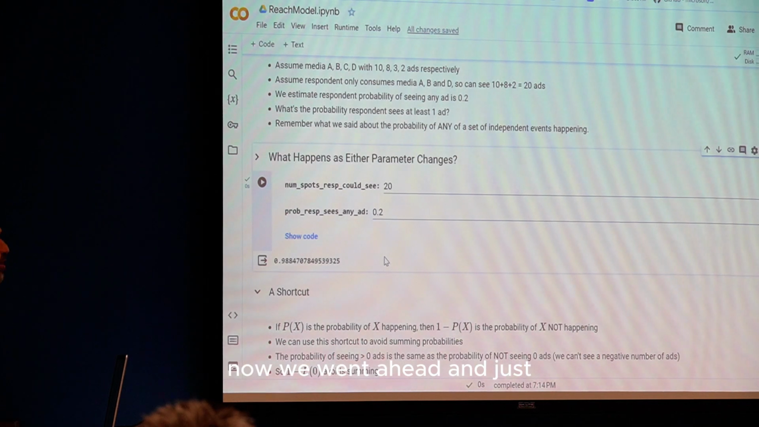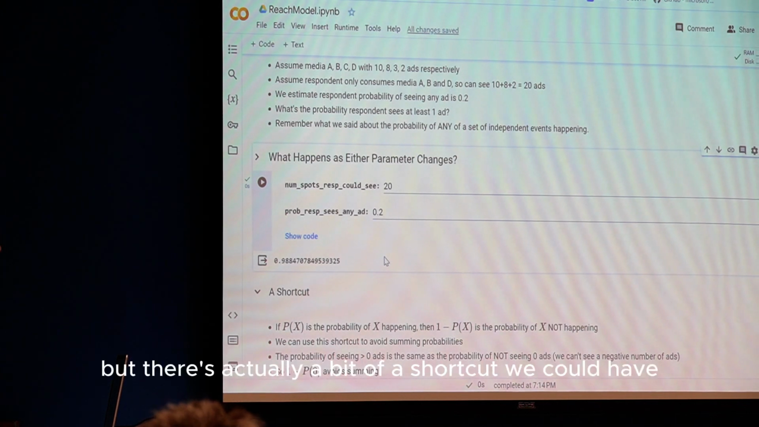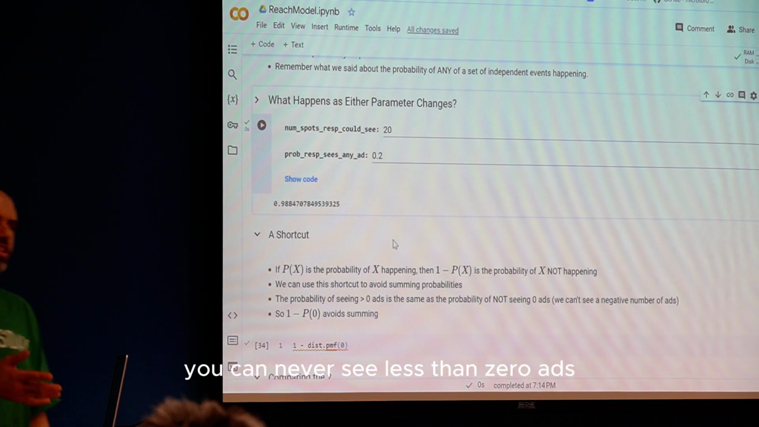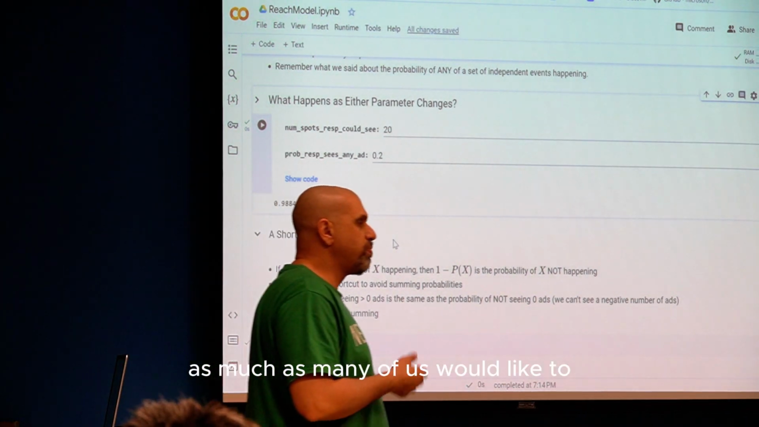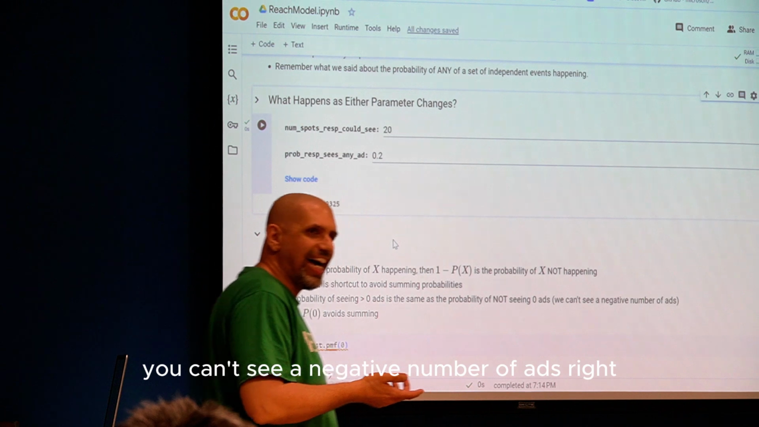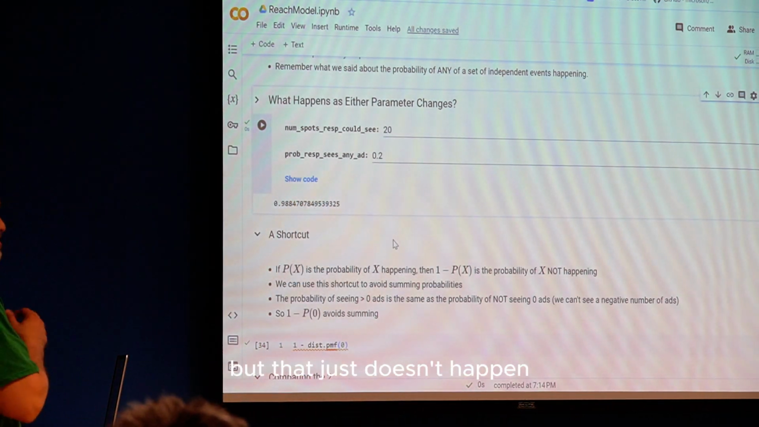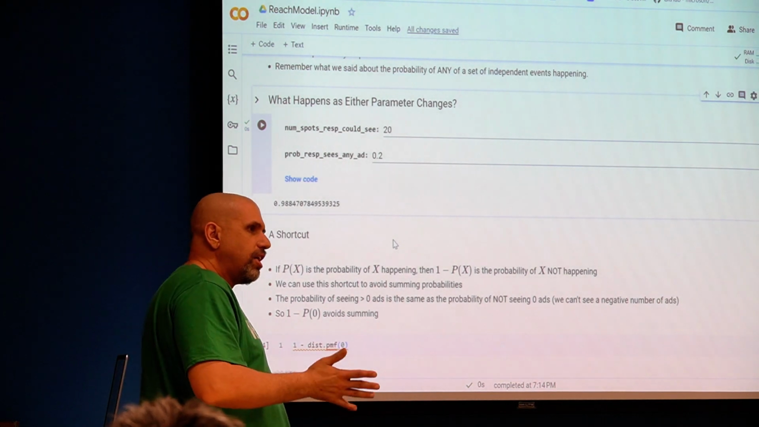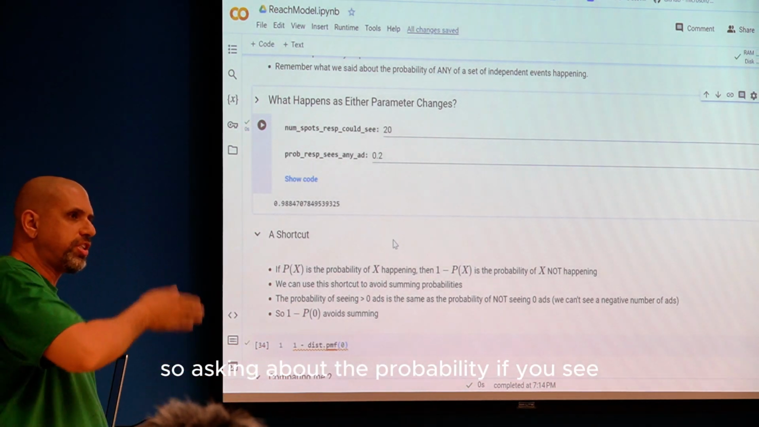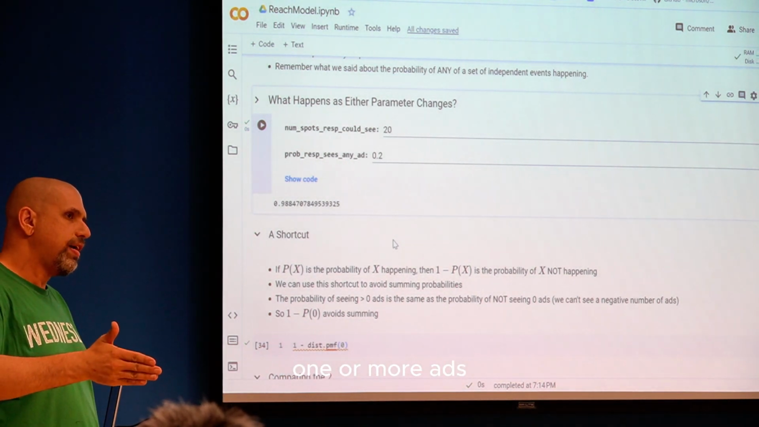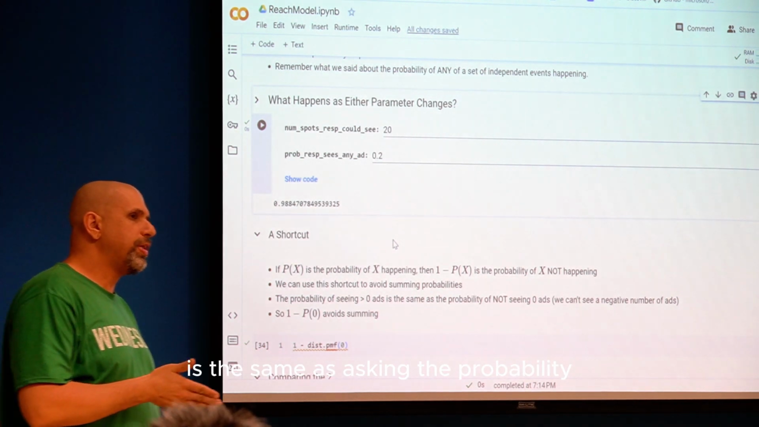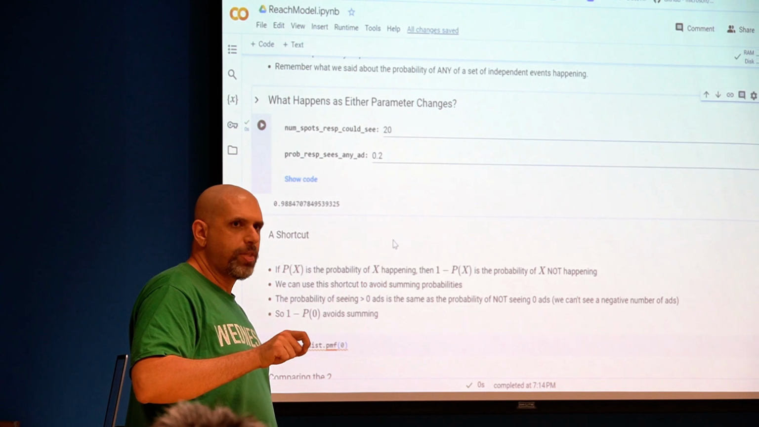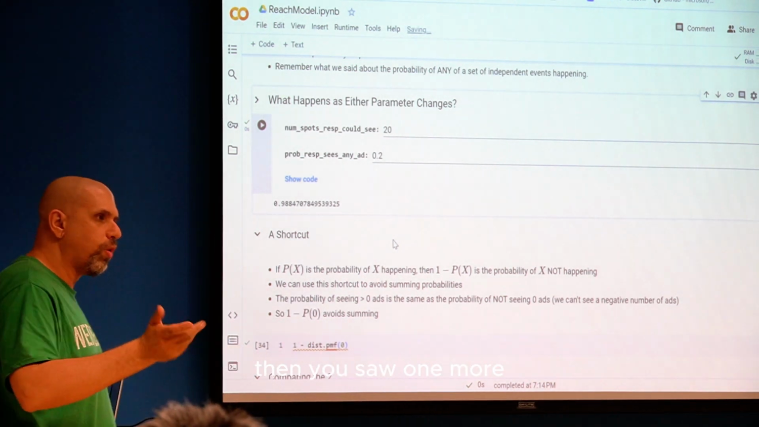Now, we went ahead and just added all these probabilities, but there's actually a bit of a shortcut we could have had. Remember, you can never see less than 0 ads. As much as many of us would like to, you can't see a negative number of ads. There's some ads I'd love to see, but that just doesn't happen. So asking about the probability that you see 1 or more ads is the same as asking the probability that you did not see 0 ads. Does that make sense? Because if you didn't see 0 ads, then you saw 1 or more.